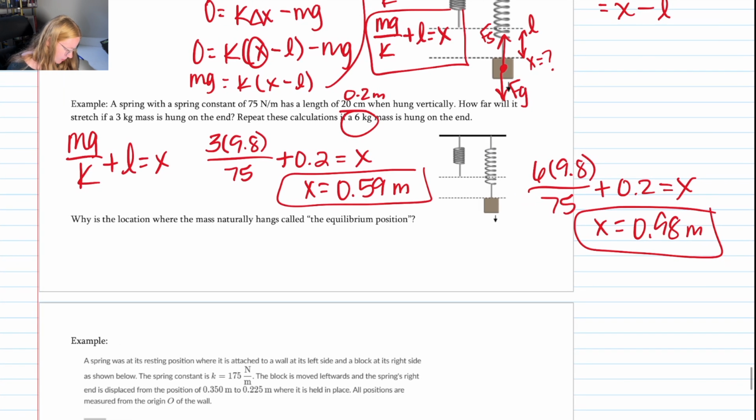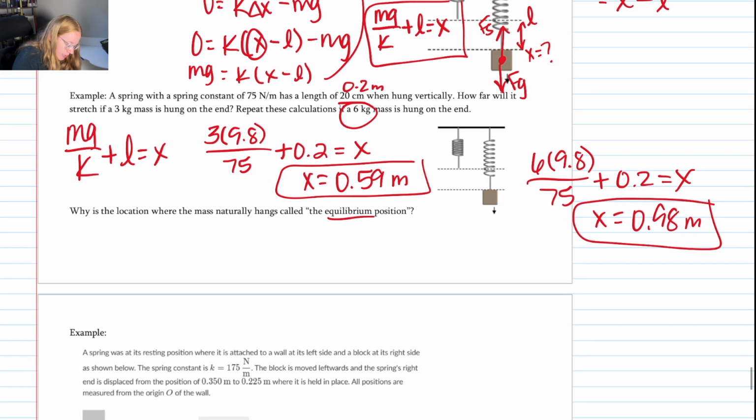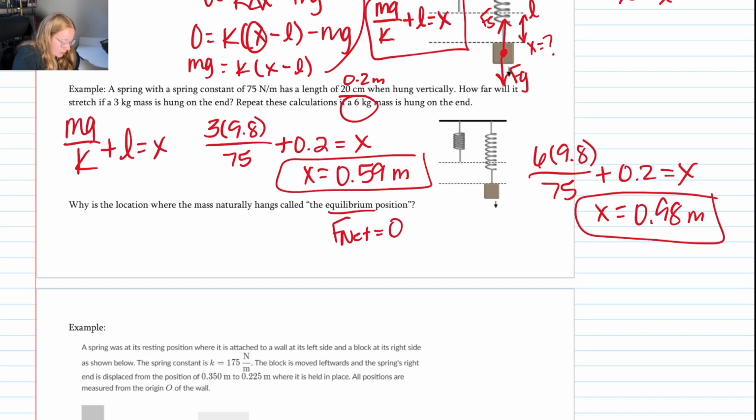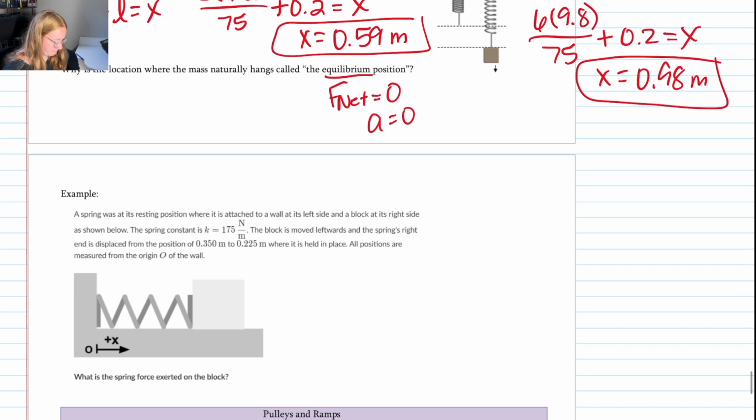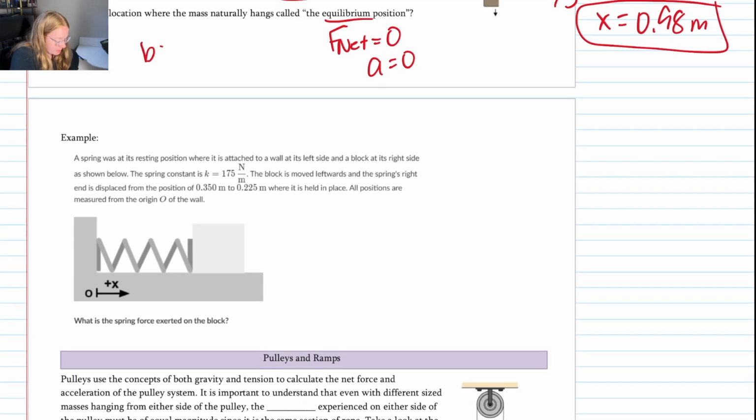It says, why is the location where the mass naturally hangs called the equilibrium? So equilibrium means that everything should be balanced. And if everything's balanced, we should add up to 0. So it's where the spring is not being stretched or compressed, or if there is a hanging mass on it, it's that point where the force of gravity pulling it down is equal to the spring force. That way the overall net force is 0, and the overall acceleration would also be 0. Okay, so for equilibrium, I guess the key word would be think about balance of forces.